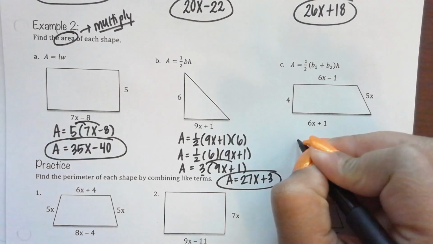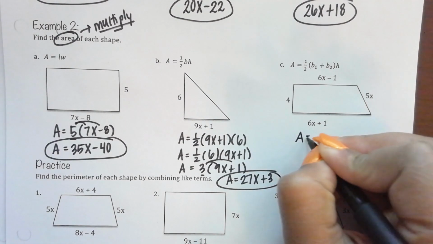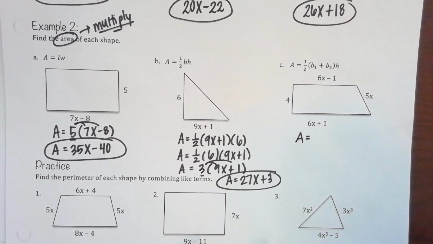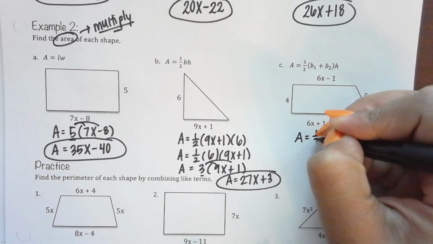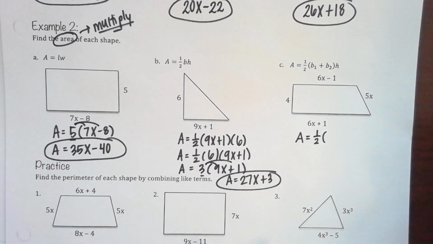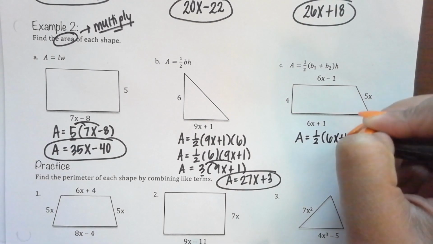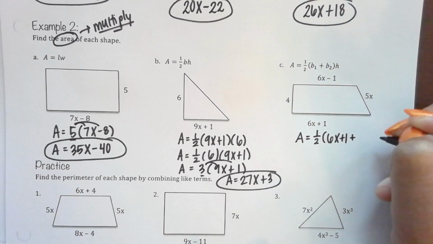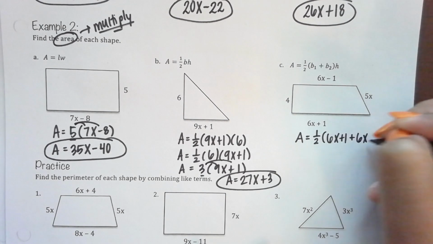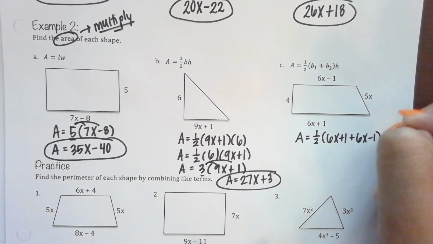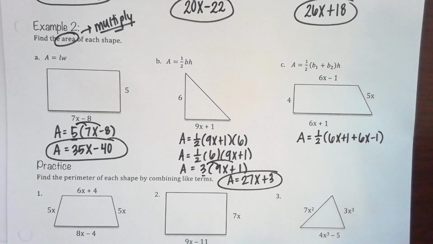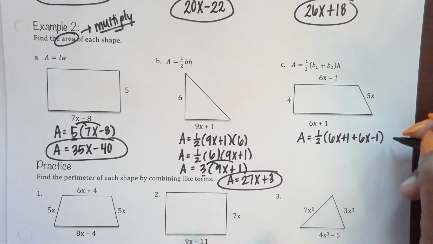So rewriting this, I have A equals 1/2. Parentheses, what's my first base? 6 plus 1. What's my next one? 6x minus 1. And then which one is my height? 4.